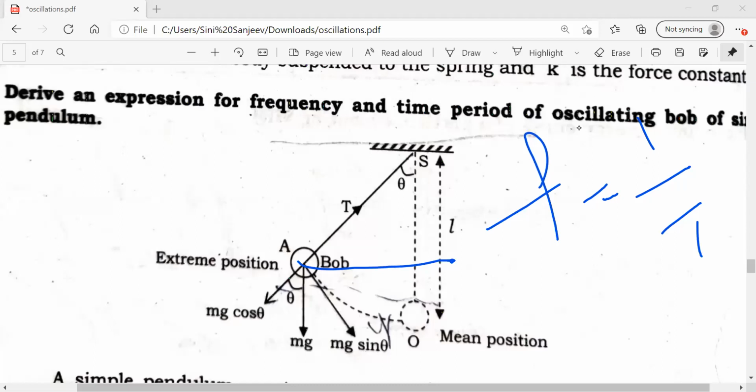The mg sin theta is negative because it is a restoring force. Correct. And can anyone tell me an example for negative work done? A real time example. Can anyone tell me?